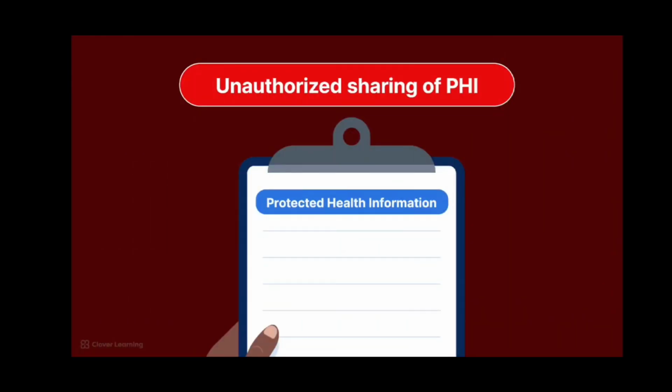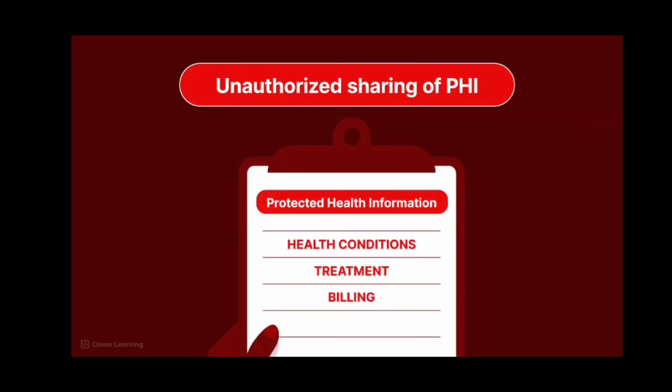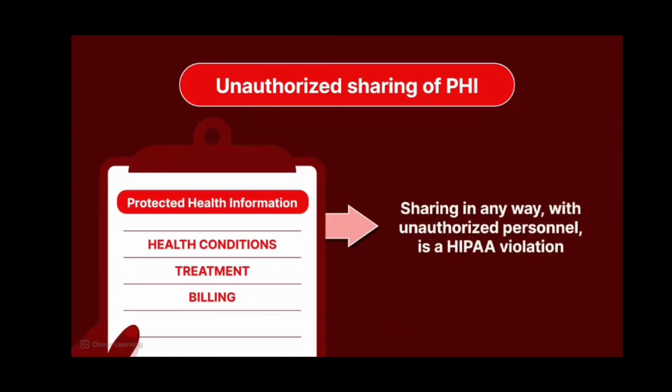Let's begin with the most common HIPAA violation: the unauthorized sharing of a patient's protected health information, or PHI. PHI includes any patient health information falling into these three basic categories: health conditions, treatment, and billing. The improper sharing of patient information can happen in many different ways, depending on the patient, audience, and context. Sharing this personal patient information in any way with unauthorized personnel, including friends, family, or colleagues who are not directly involved in the patient's care, is a HIPAA violation. Information should only be shared on a need-to-know basis.